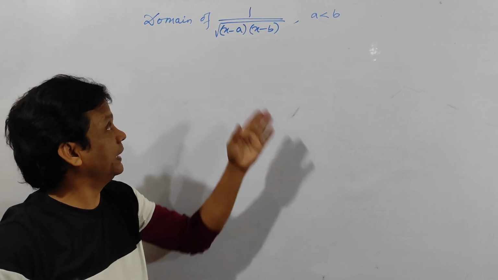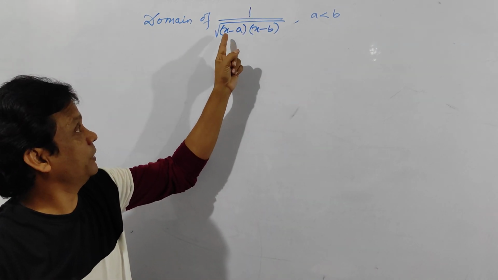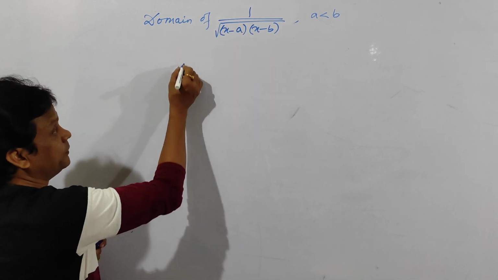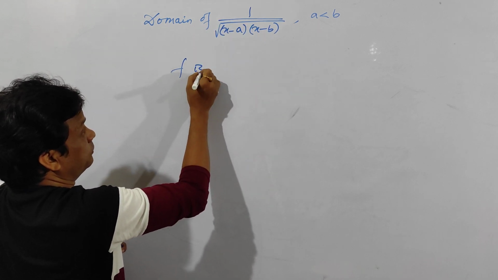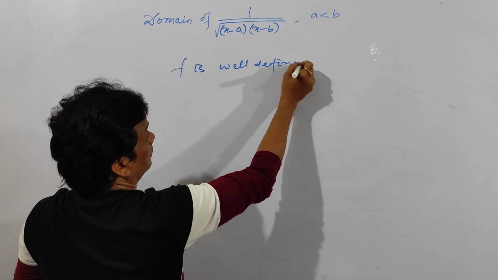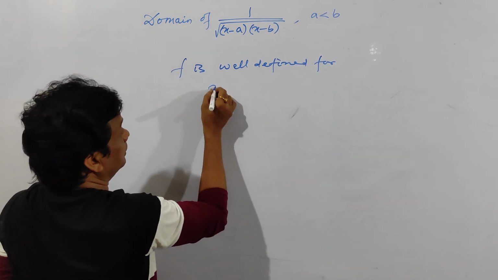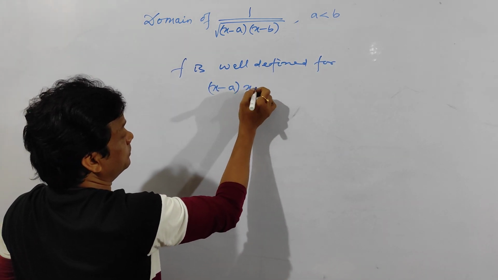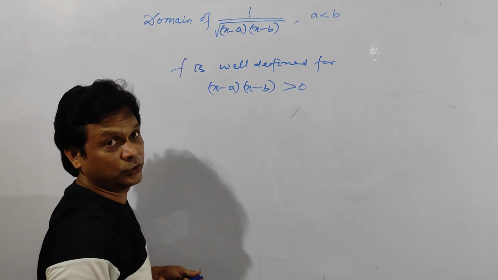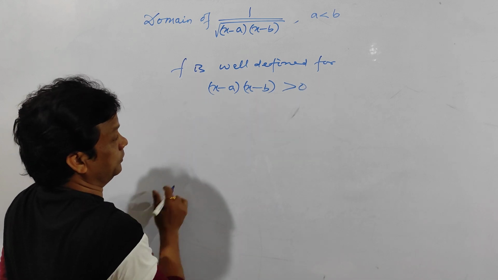See here. Again the reciprocal of the previous one, that means 1 by square root of (x minus a)(x minus b). So here f is well defined if this one is the function, for (x minus a)(x minus b) greater than 0. It cannot be negative, it cannot be 0. So it is only positive.